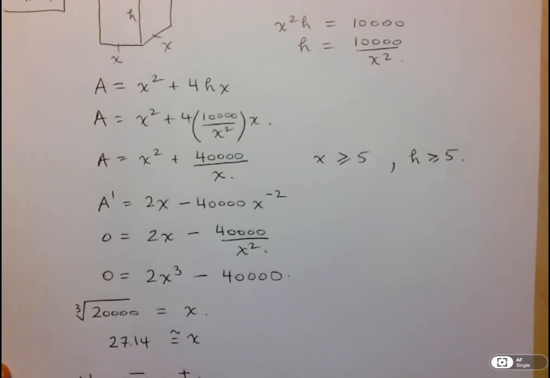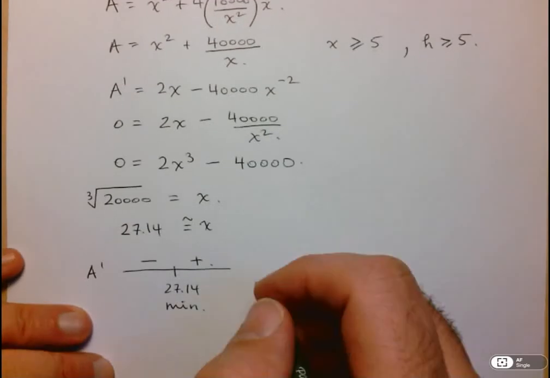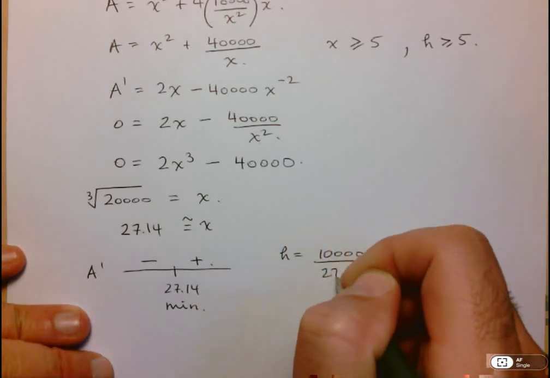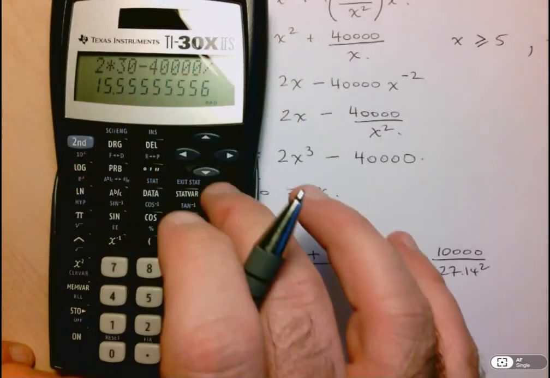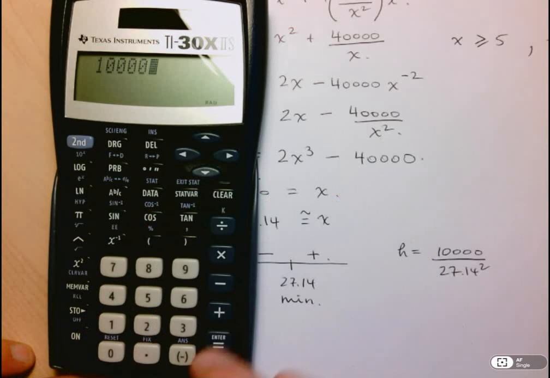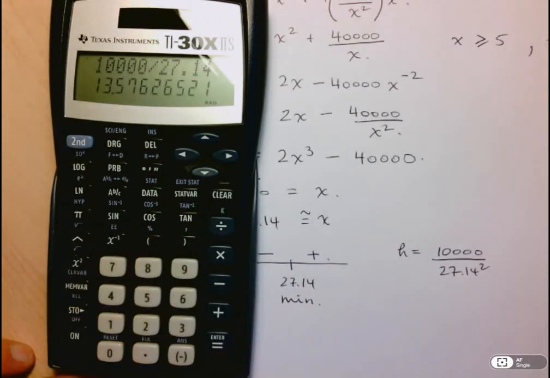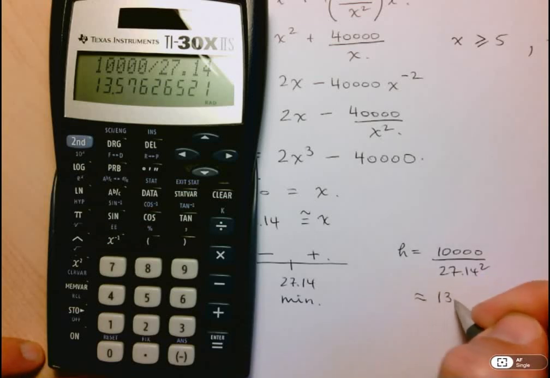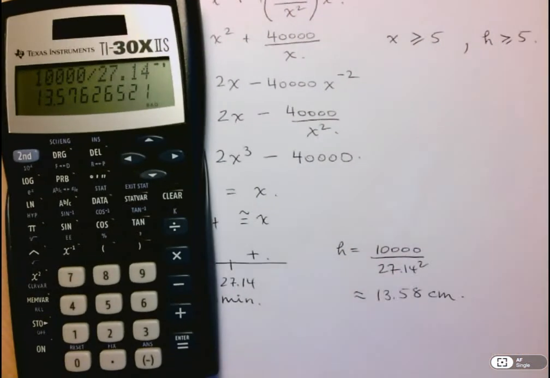But let's go back and check what the height will be. So remember, h is 10,000 over x squared. So here the h value would be 10,000 over 27.14 squared. So let's test that out. 10,000 divided by 27.14 squared, and that is 13.58. Okay, so approximately equal to 13.58 centimeters, which does fall within the acceptable parameters.